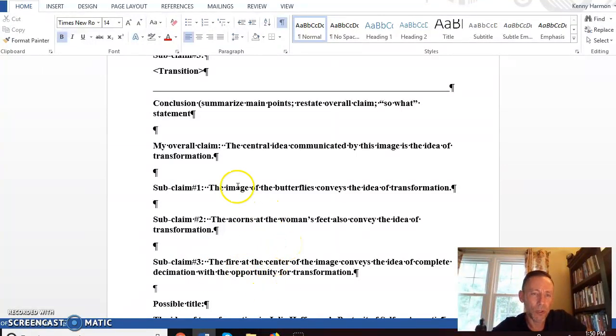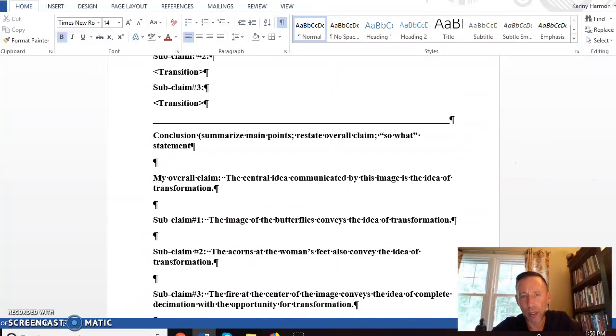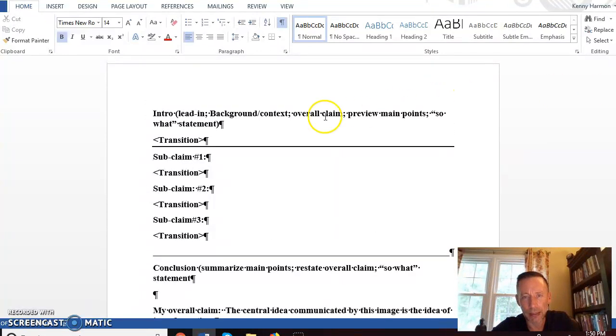Now, of course, within each one of these subclaims, when you're explaining how they illustrate that idea, you've got to always bring it back to all of the things that you've said in your intro, in your background and context, and in your overall claim, and in your so what statement as well.